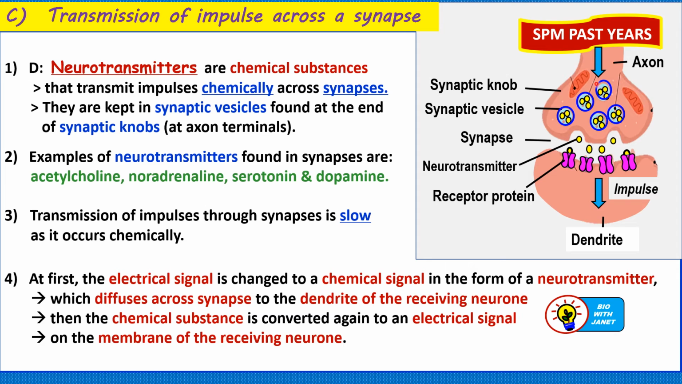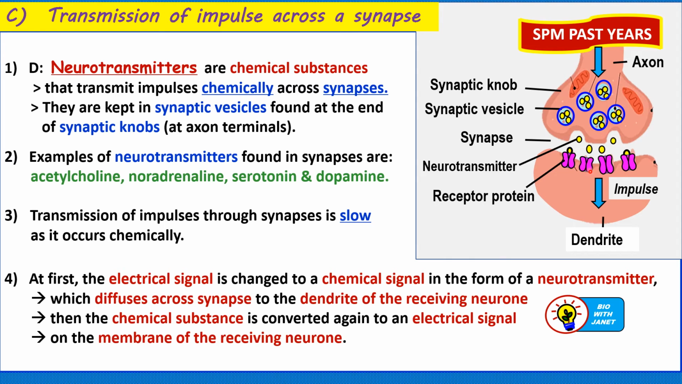So basically what this means is that when the electrical impulse arrives at the synaptic knob, it is electrical in nature, but it has to be changed to a chemical signal in the form of the neurotransmitter. That means the neurotransmitters will be released from the synaptic vesicles into the synapse when the impulse has arrived at the synaptic knob. So the electrical signal has changed to a chemical signal in the form of the neurotransmitters. Then these neurotransmitters diffuse across the synapse to the dendrite of the receiving neuron.